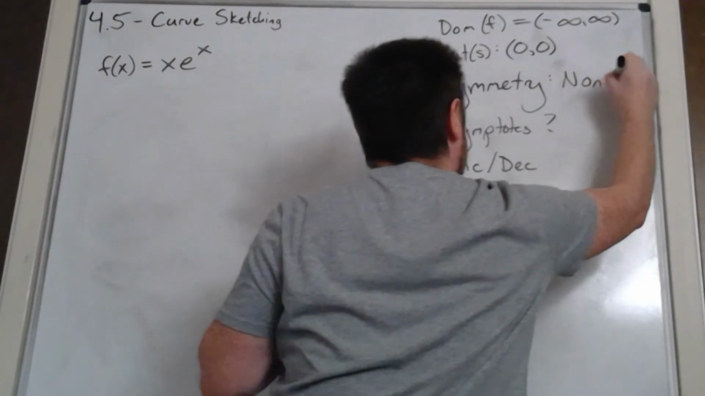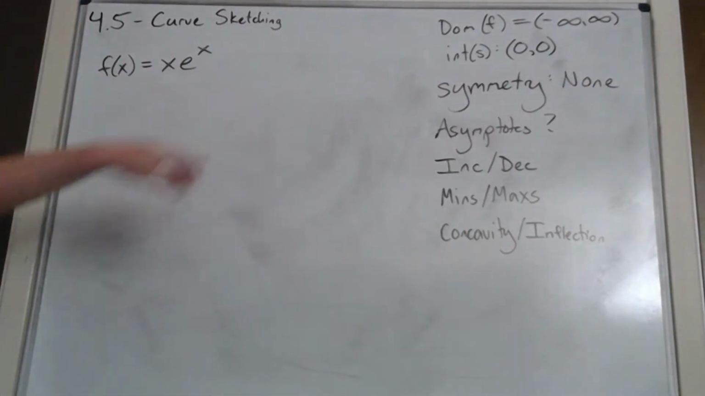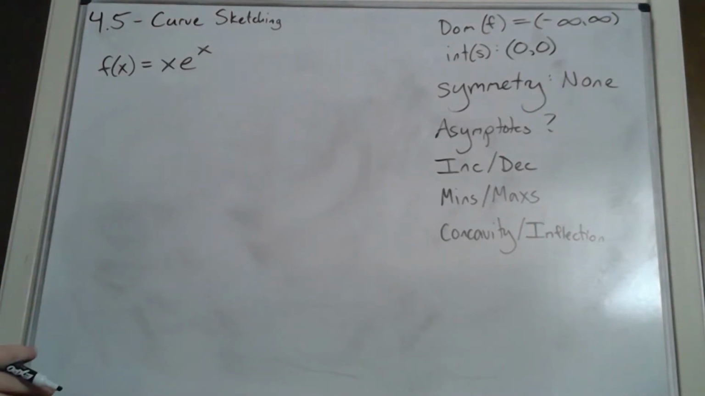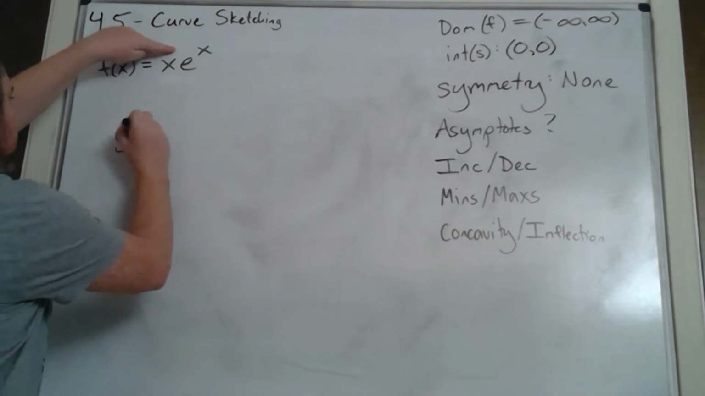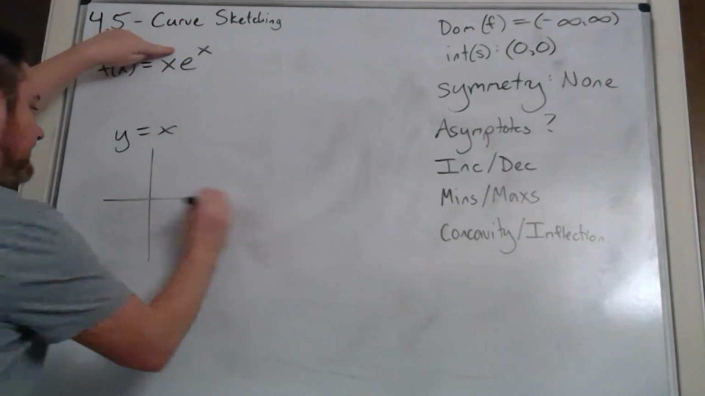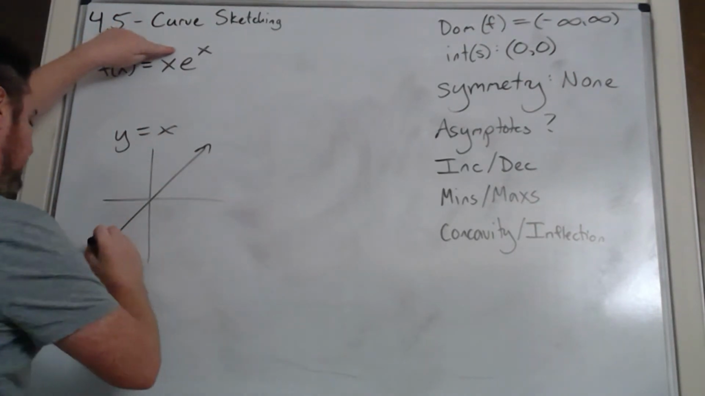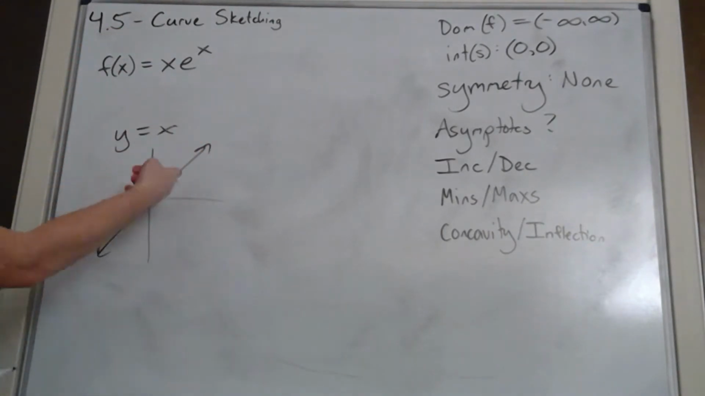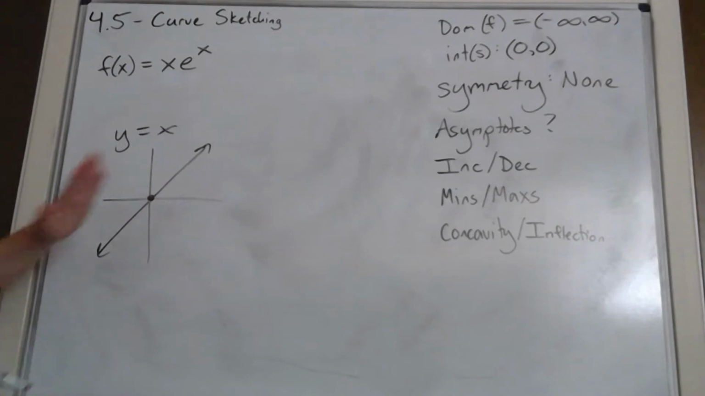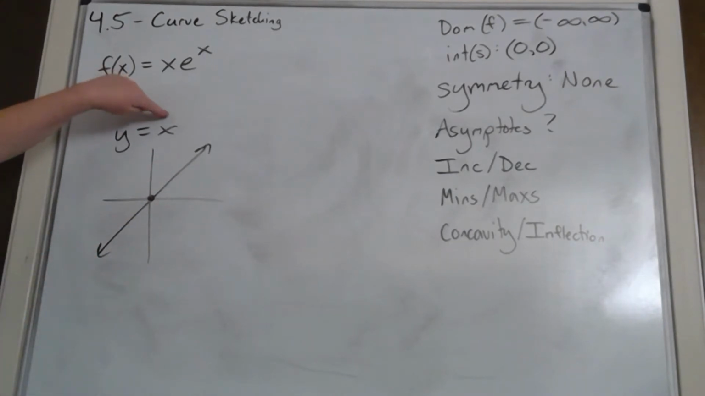In other words, this function is neither even nor odd. It doesn't have y-axis symmetry, and it doesn't have rotational symmetry. If we look at the pieces here, if I just look at the function y equals x, that is an odd function, right? That's this line, passes through the origin, and has rotational symmetry about the origin. If you rotate this 180 degrees, you end up with the same graph. So that's an odd function.